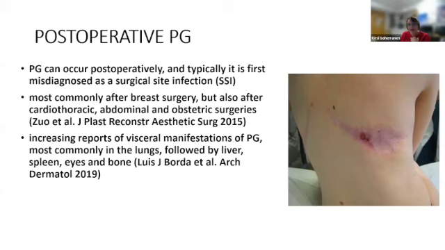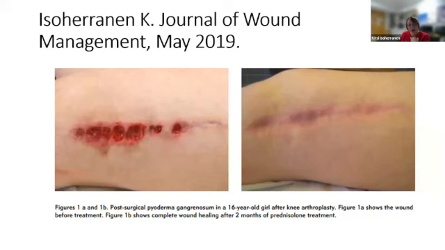This is a patient that developed an ulcer that did not heal after mastectomy performed because of a mutation. And sometimes young patients can also get post-surgical PG. This was a 16-year-old girl, and she had rheumatoid arthritis, and she had been operated in the knee area, and an ulcer developed that did not heal by antibiotics, but after the starting of prednisolone perorally, the wound healed. So this was also a post-surgical PG.